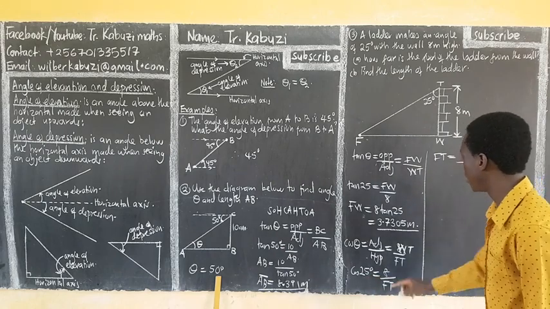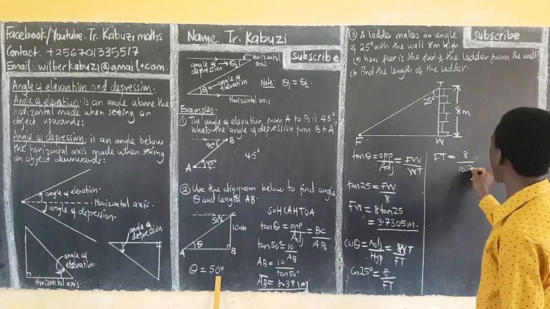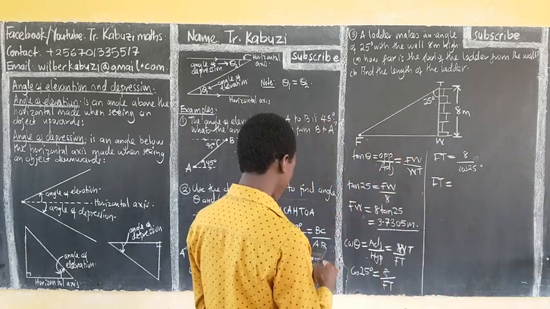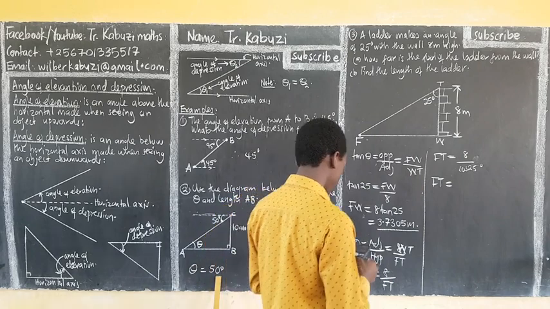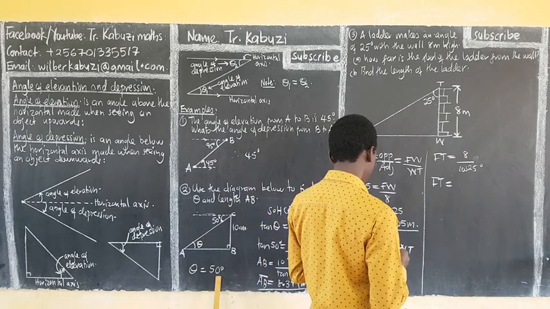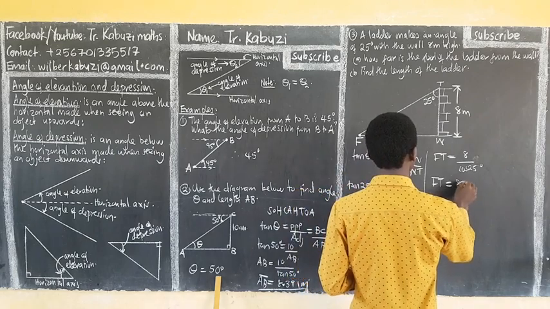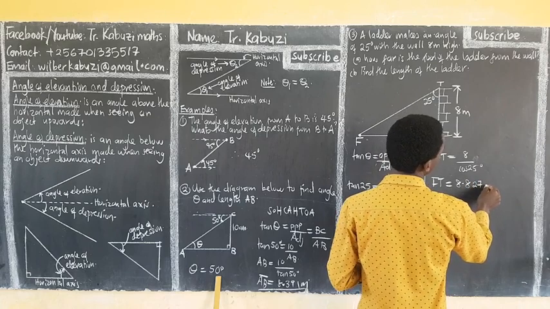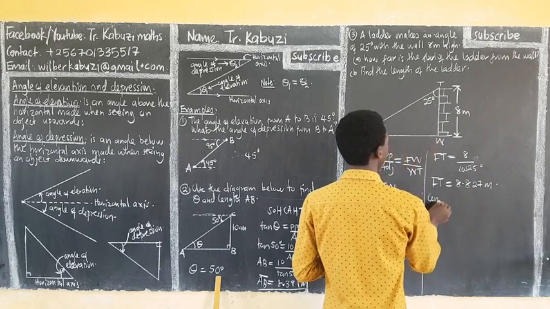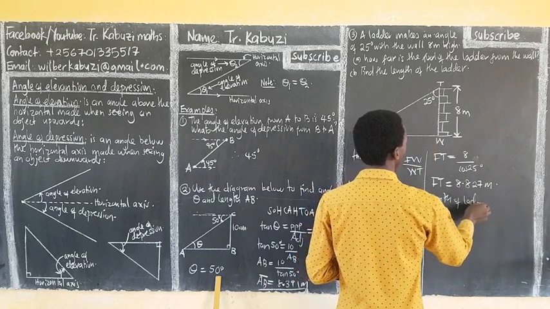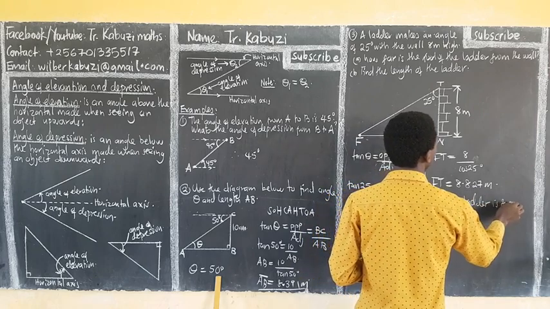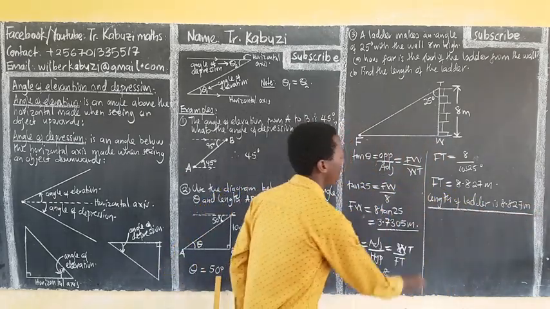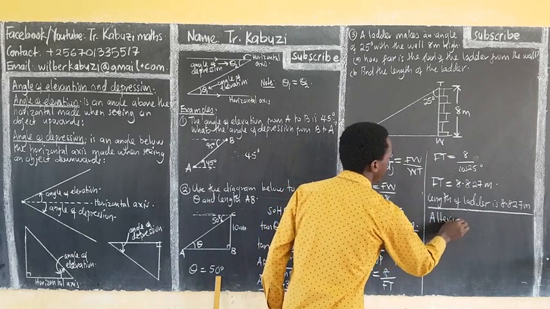8 over cos 25 degrees. So my FT, the length of the ladder, is 8 divided by cos 25. The answer I'm getting is 8.827 meters. So the length of the ladder is 8.827 meters. That's it.